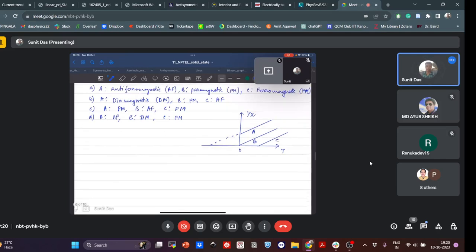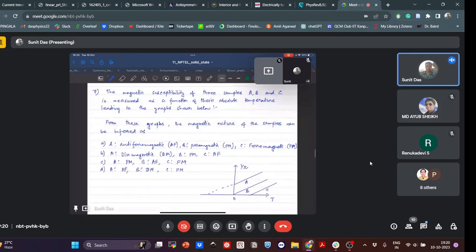Okay, so the question is: the magnetic susceptibility of three samples A, B, and C is measured as a function of their absolute temperature T, which leads to this graph. The inverse susceptibility versus temperature graphs for three materials are given as follows. Now, which of these options are correct?